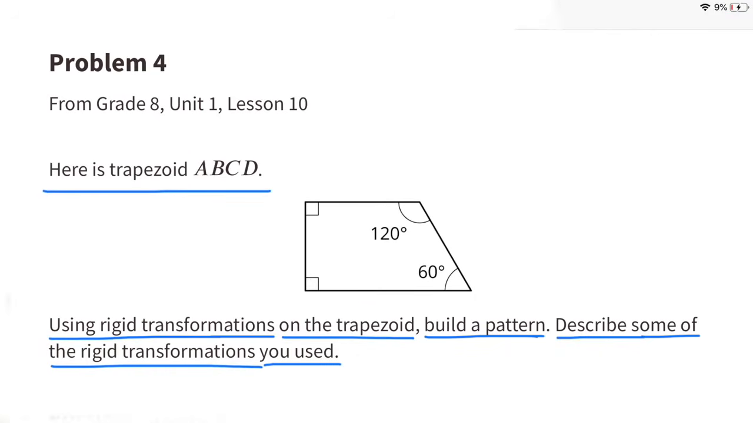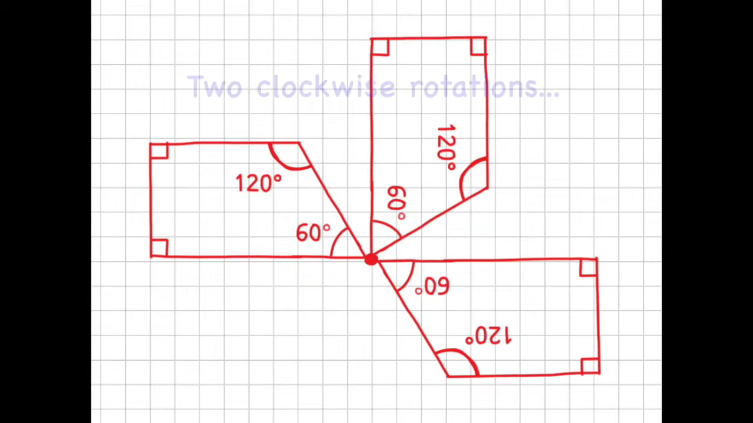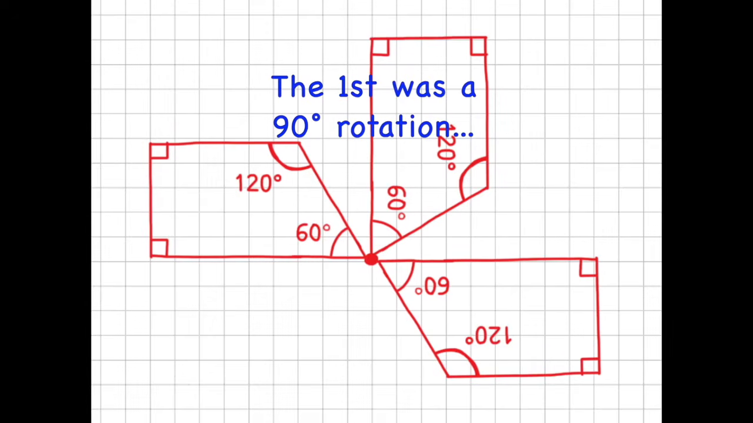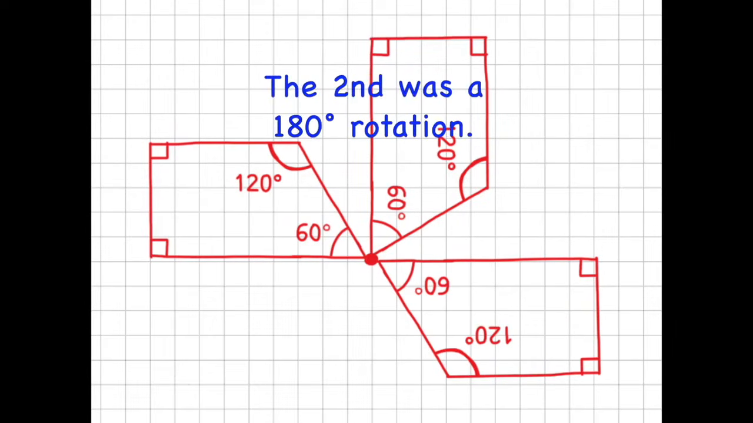Number 4. Here is trapezoid ABCD. Using rigid transformations on the trapezoid, build a pattern. Describe some of the rigid transformations you used. I made 2 clockwise rotations centered at the vertex of the 60-degree angle. My first rotation was 90 degrees and my second rotation was 180 degrees.